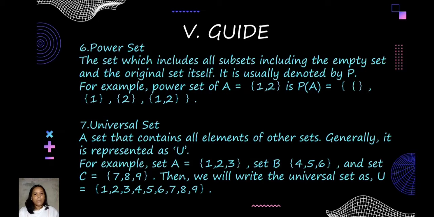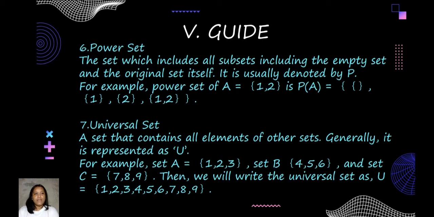For example, the power set of A = {1, 2} is P(A) = { {}, {1}, {2}, {1, 2} }.